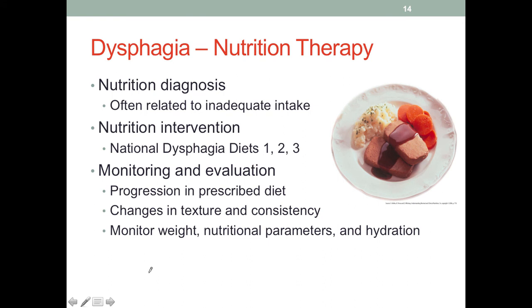So nutrition therapy for dysphagia, we have the National Dysphagia Diets 1, 2, 3. These are very clear and specific guidelines for each of these diets that we would follow based on the diagnosis by the SLP and what type of diet the patient can tolerate. And monitoring and evaluation is pretty self-evident here.